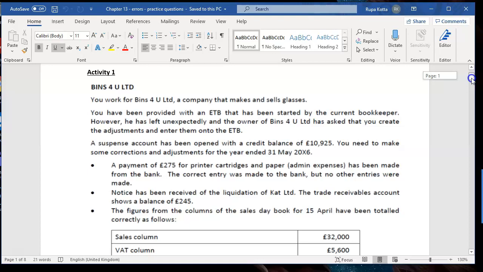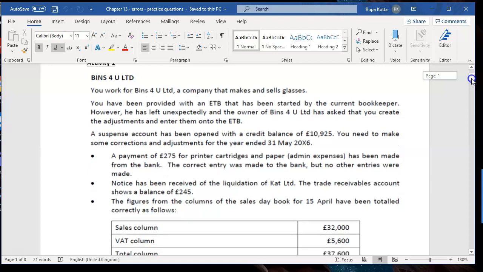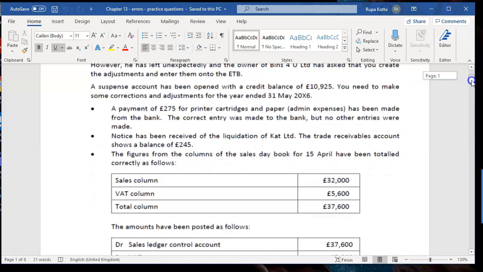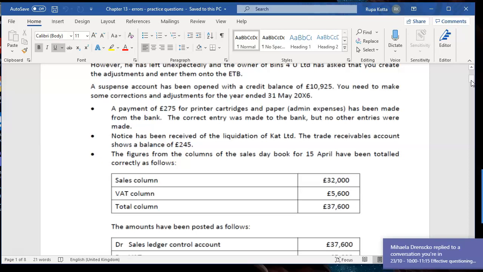Okay. So before this, a suspense account has been opened with a credit balance of 10,925. You need to make some corrections and adjustments for the year ended 31st May. So please notice that your year end is going to be 31st of May. They already created a suspense account with a credit balance of 10,925. So when you make all your error corrections, your suspense account balance should become zero.